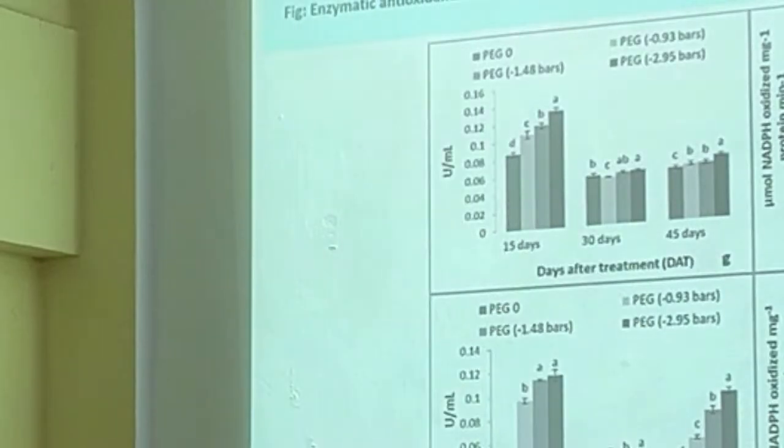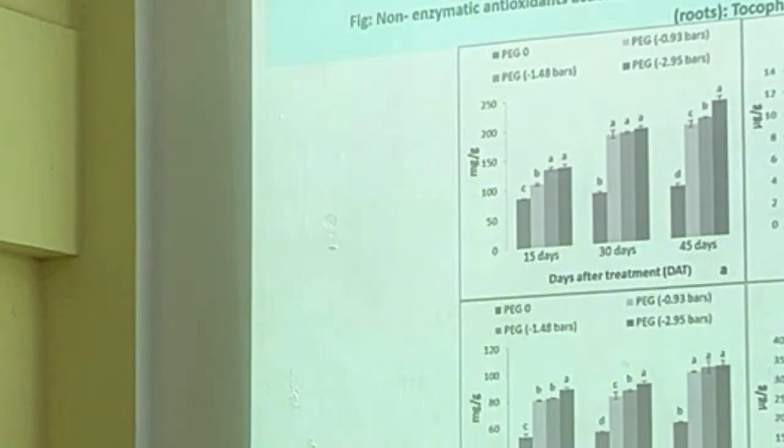The last two enzymatic antioxidants, peroxidase and glutathione reductase, also help in detoxifying all the free reactive oxygen species. There are again two important non-enzymatic antioxidants, ascorbic acid and tocopherol, that is vitamin E, which are responsible for detoxifying all the free radicals produced when the plants are under stress conditions.